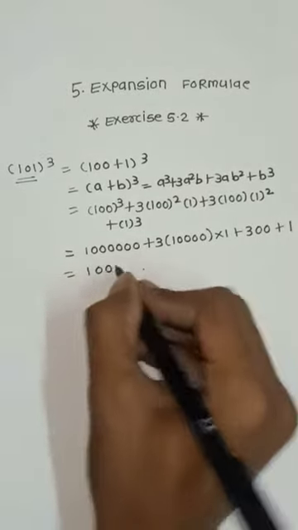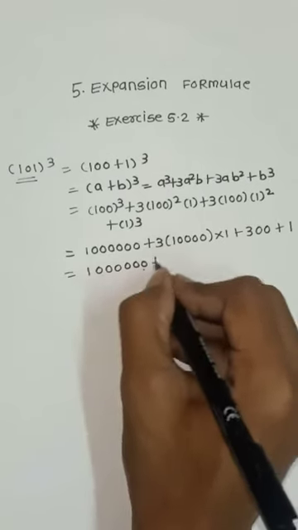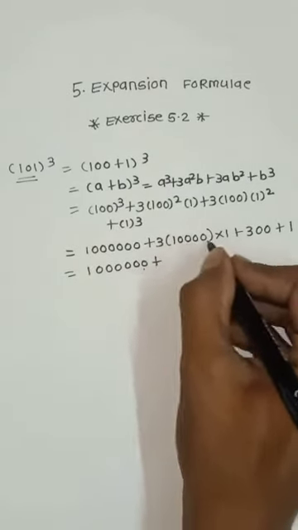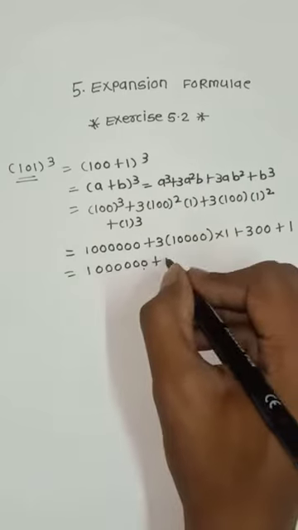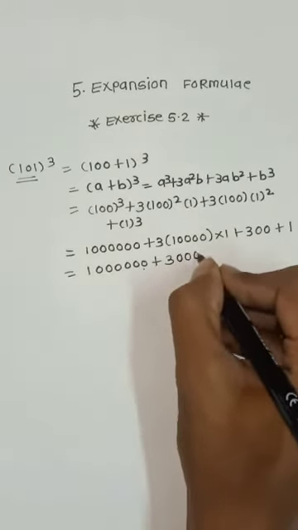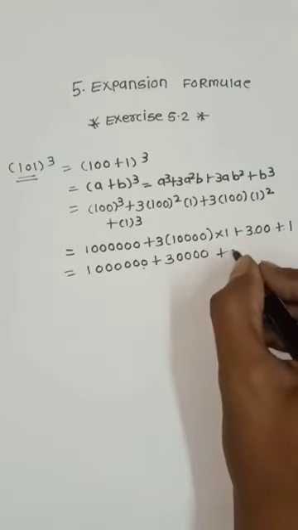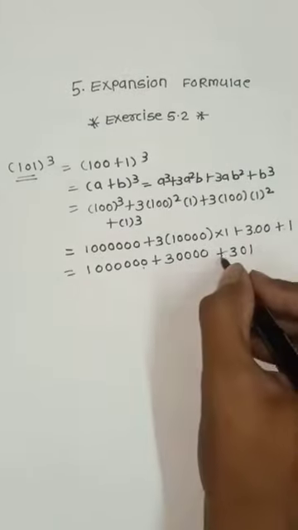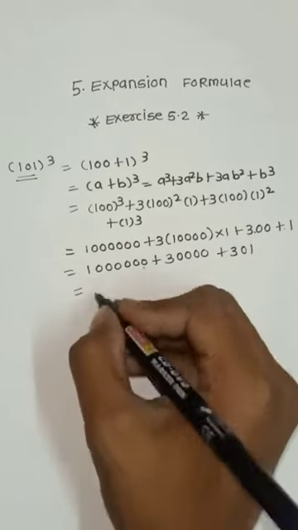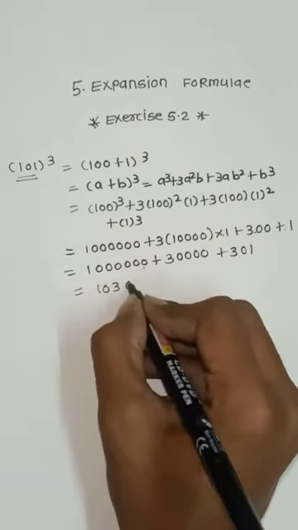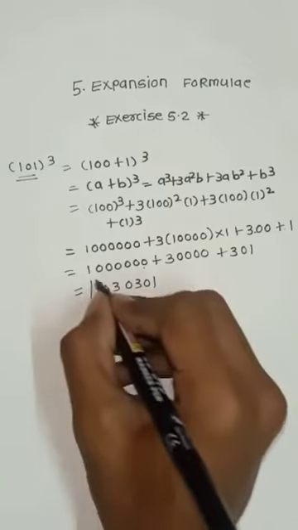Now multiply this 3 with 1 and 4 zeros, that is 3 and 4 zeros, into 1 as it is, plus 300 plus 1, that is 301. While solving this, we get the final answer 1030301.